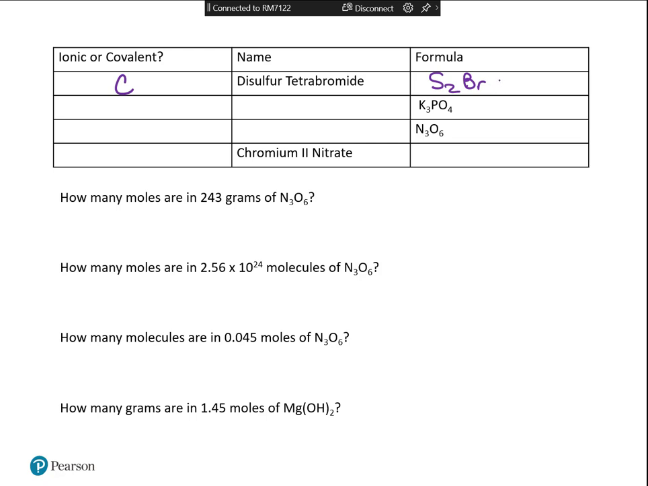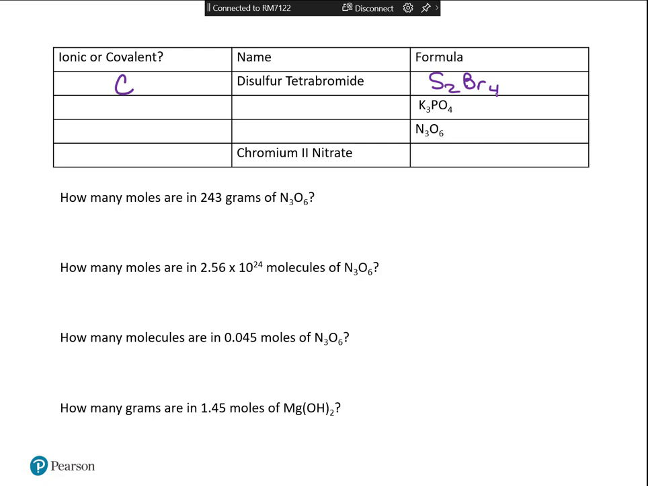Tetrabromide, so tetra, remember, is 4. So with covalent, you always have those number prefixes. The number prefix tells you how many of each of the elements. So each element's going to have its own. Remember, if the first element is a 1, they won't put a number. You won't put mono. But if you just see carbon or just see nitrogen as the first element, that means there's just one of them. So don't let that throw you. But this one, disulfur, 2 sulfurs, tetrabromide, 4 bromines. So then looking at the next one.